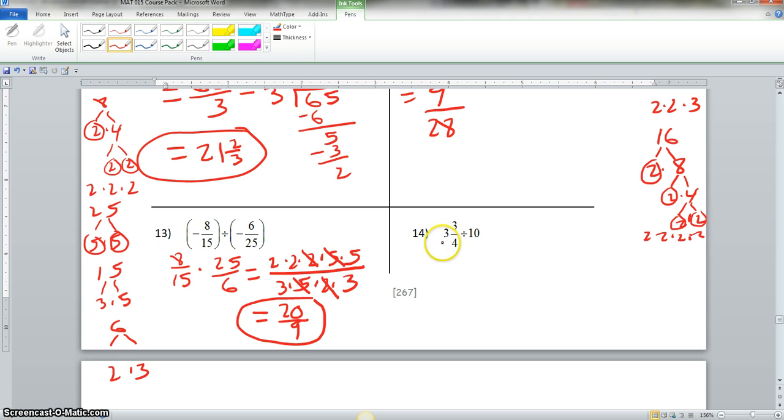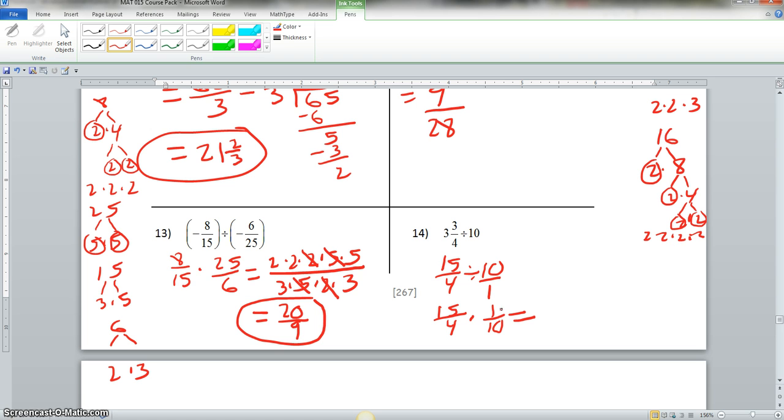Now we look here at number 14. The first thing we have to do with 14 is change this mixed number to an improper fraction. So 3 3/4 will become 15 over 4, and that'll be divided by 10. And we'll make that 10 over 1. So this would be 15 over 4 times 1 over 10.